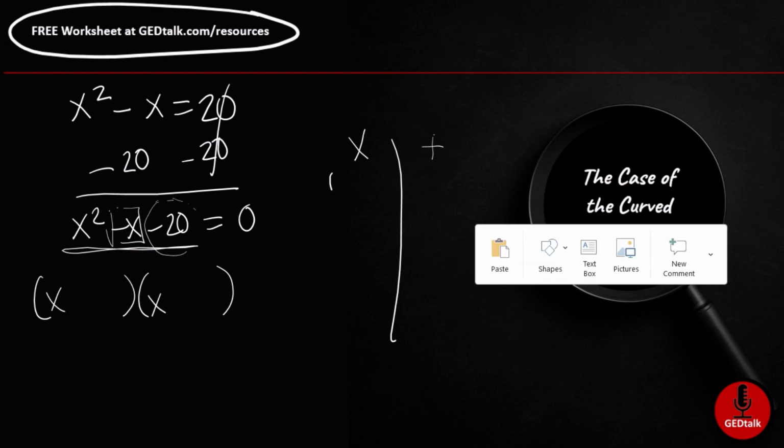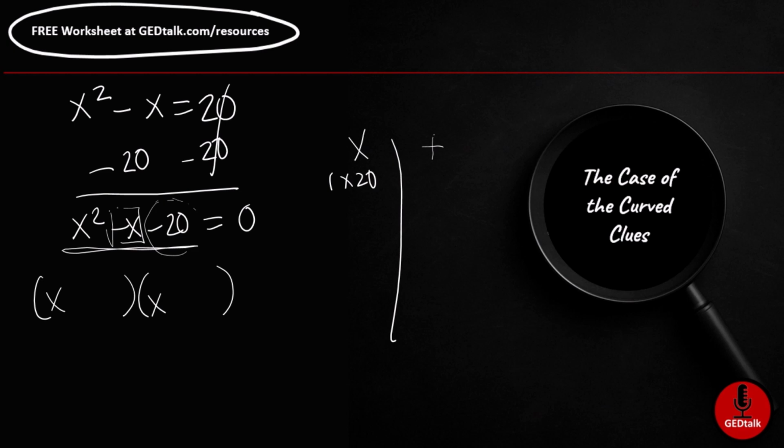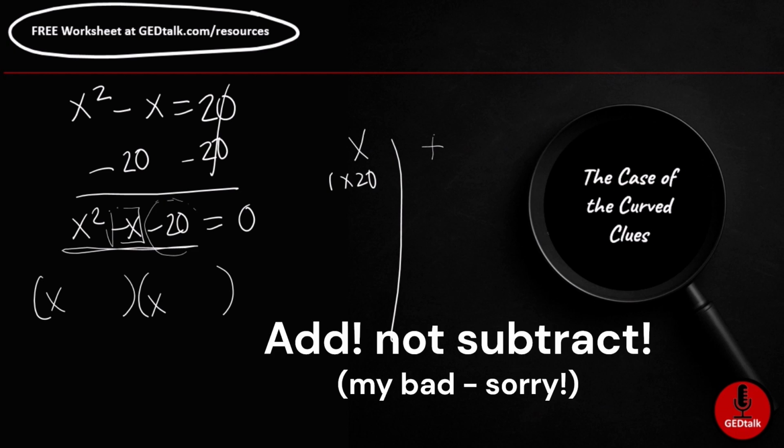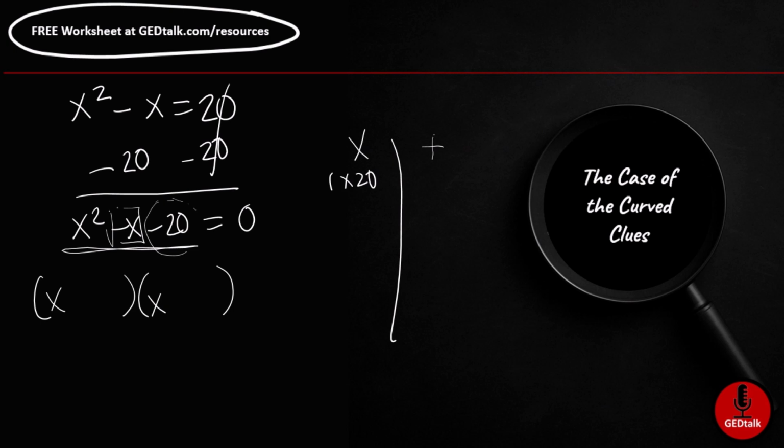Well, I know that 1 times 20 will give me 20. And if I subtract 1 from 20 or 20 from 1, would that give me -1? No, it wouldn't. So 1 times 20 is not going to be our possible solution. So let's go to another set of numbers.